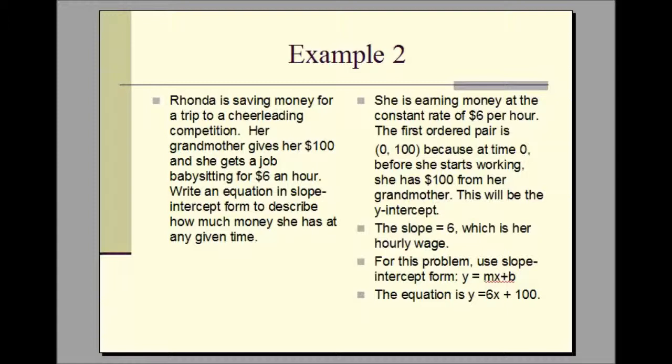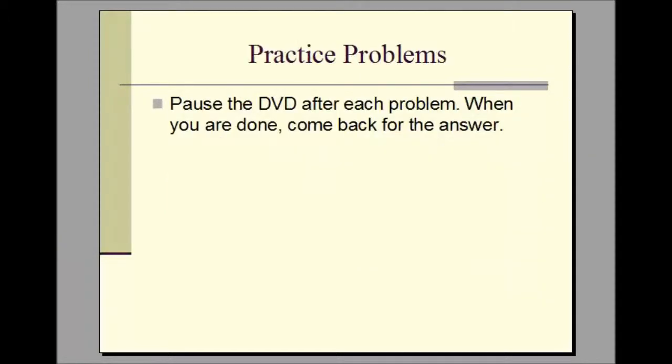She is earning money at the rate of $6 per hour, and that will be her slope. The first ordered pair is 0, 100, because at time t equals 0, before she started working at all, she has $100 from her grandmother. This is the y-intercept. For this problem, use the slope-intercept form y equals mx plus b. Substituting gives us y equals 6x plus 100.